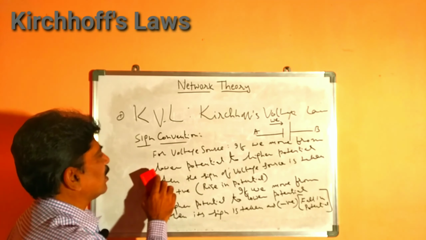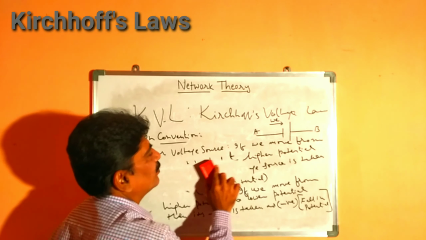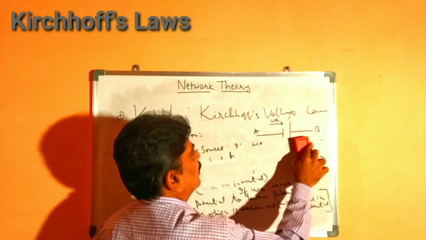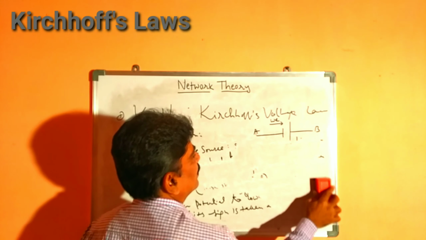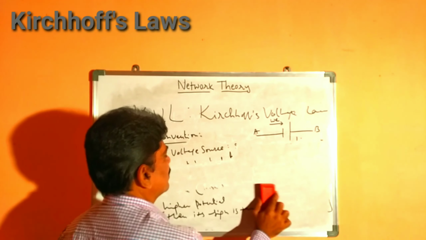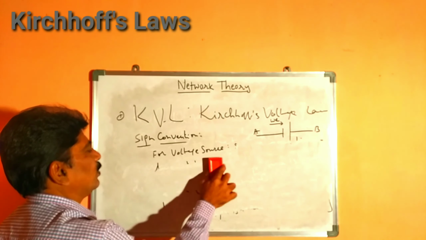Next, for voltage drops, let us see about the sign of voltage drops. Here we should consider the direction of current in the circuit or in the branch of a given loop of a circuit.